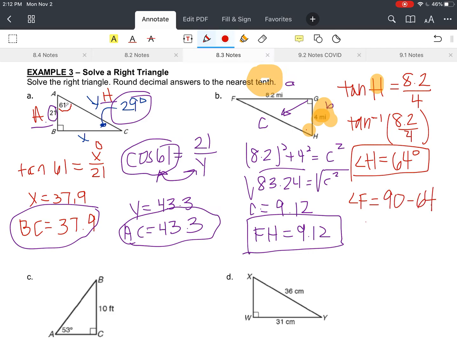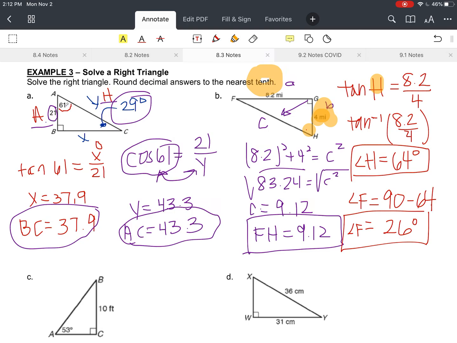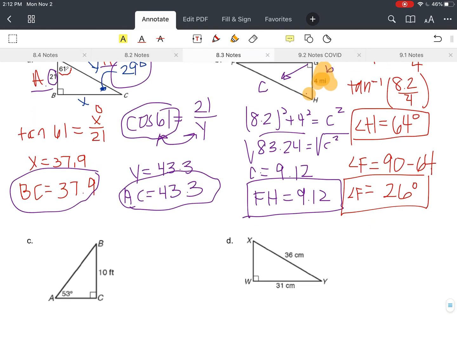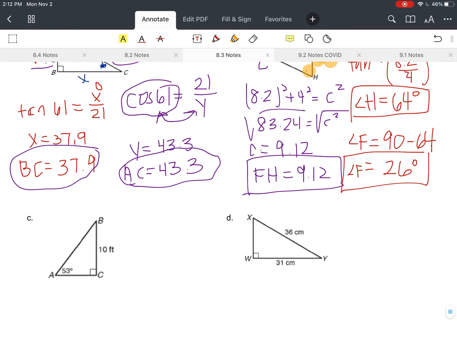If H is 64, then to find angle F, just like we found angle C before, it would be 90 minus 64. Well, 90 minus 64 is going to be 26 degrees. So angle F will be 26. You don't have to use inverse tangent or sine or cosine, an inverse trig function, once you already know one angle. So you can go ahead and try letters C and D.